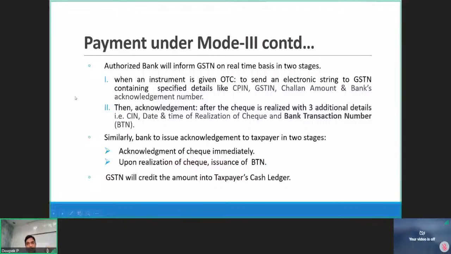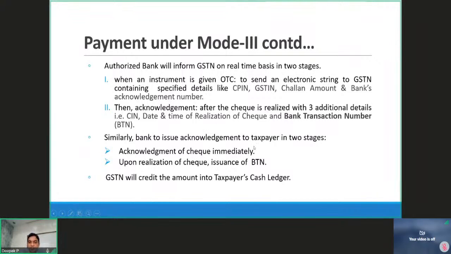The authorized bank will inform GSTN on a real-time basis in 2 stages. When an instrument is given over the counter, it will send an electronic string to GSTN with specified details of CPIN and GSTN. This is the initial thing, like an acknowledgement. Then on final acknowledgement, after the check is realized, it will give 3 additional details: the CIN, challan identification number, the date and time of realization of the check, and the bank transaction number. So there is a 2-way process which will happen here.